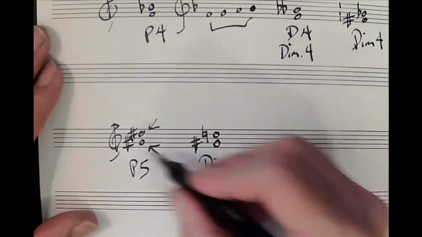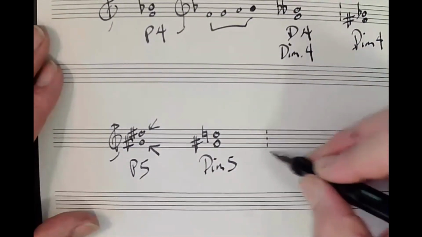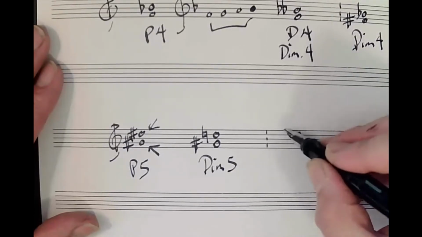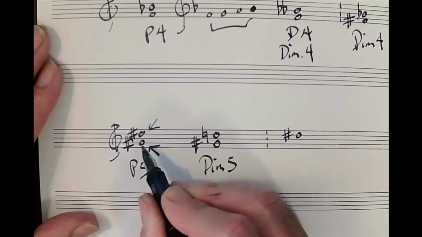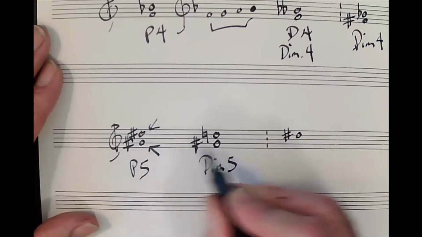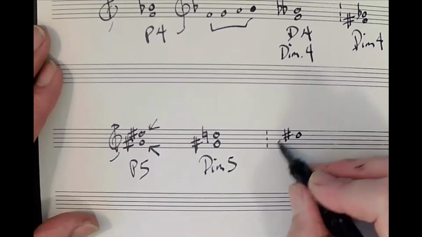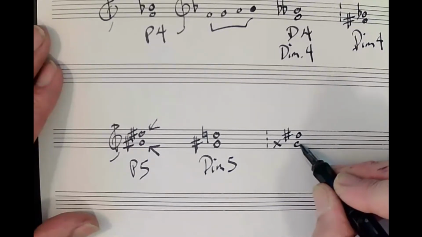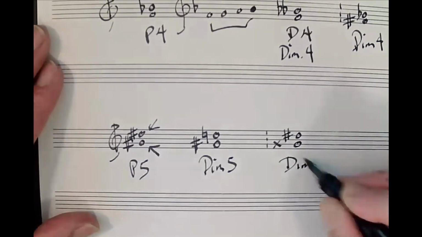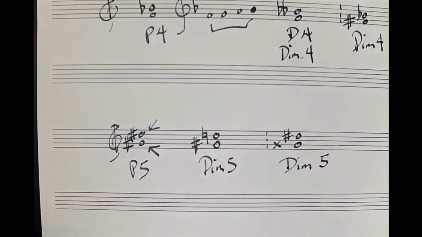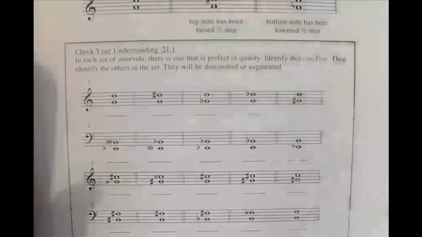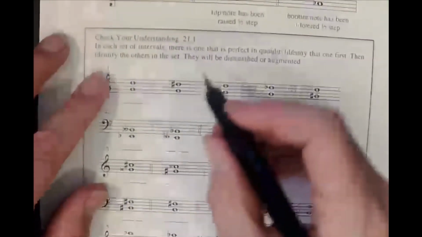Or another possibility would be to start with the original, which is the D sharp, of course, on the top, and raise the bottom note. How do you raise a note that already has a sharp? If you want to raise it some more, you've got to put a double sharp on it. So that's another example of a diminished fifth. Okay, so if you understand these concepts, you understand that augmented means to expand an interval, and diminished means to contract an interval, you are ready for this.